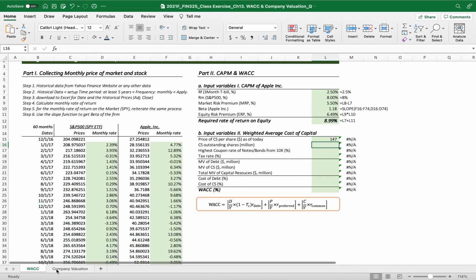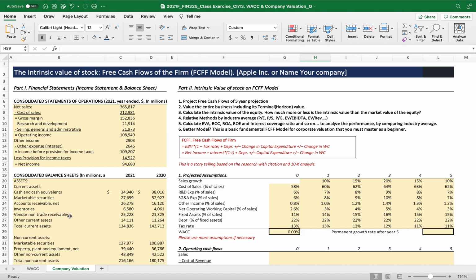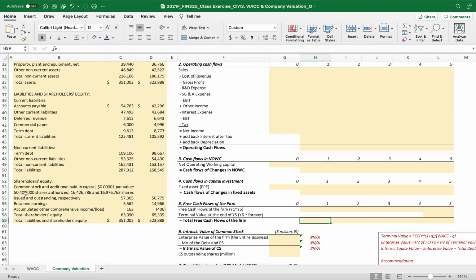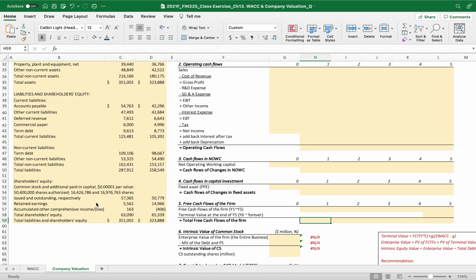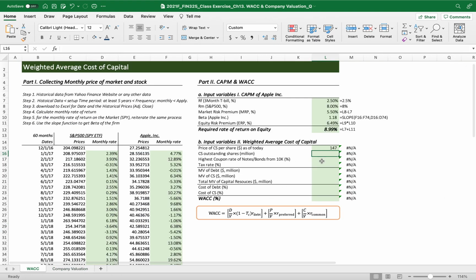Right. On the company valuation part, you have to put all the consolidated statement of operations and consolidated balance sheet where you found that information, right? 16,427. So the number of shares is 16,427, right? And then highest coupon rate.